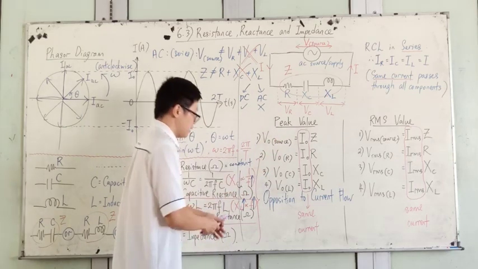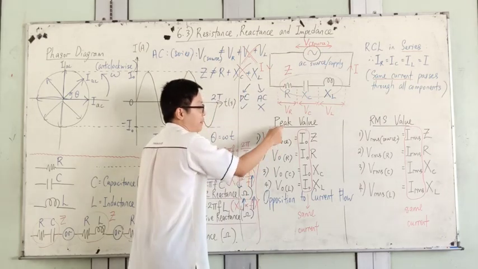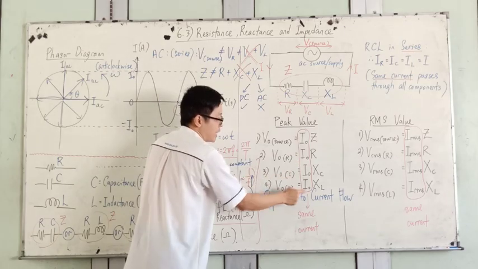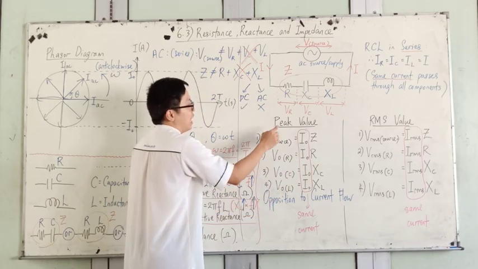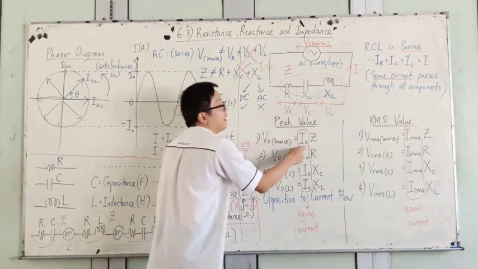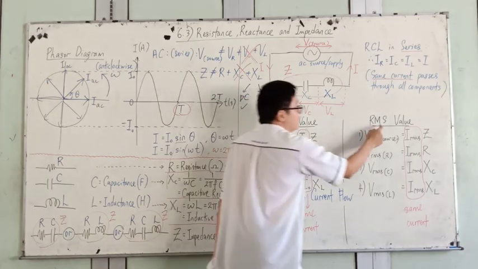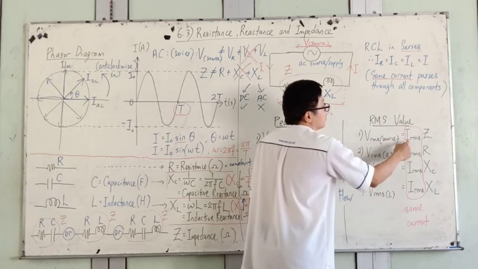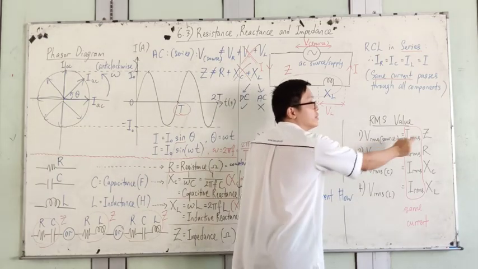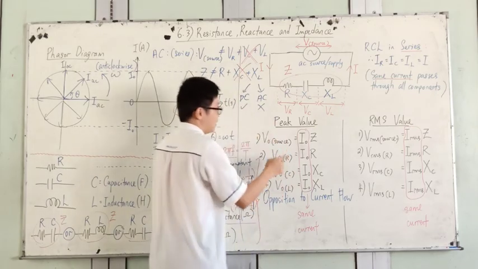So how to apply Ohm's law? For the peak value, V naught goes with I naught. When V naught, you also use I naught. When it is a root mean square value like V RMS, then also use I RMS. Understand? When V naught, use I naught. When V RMS, use I RMS.